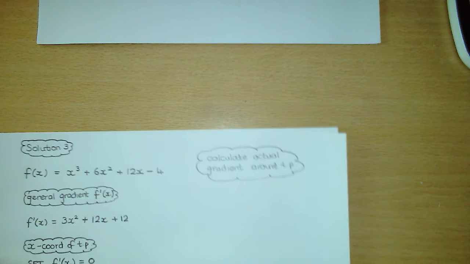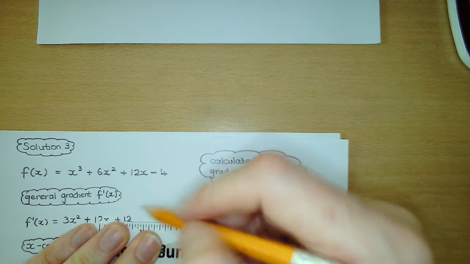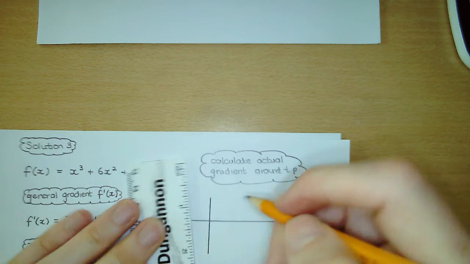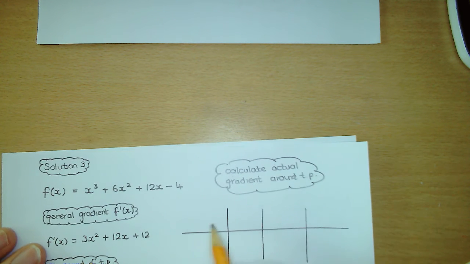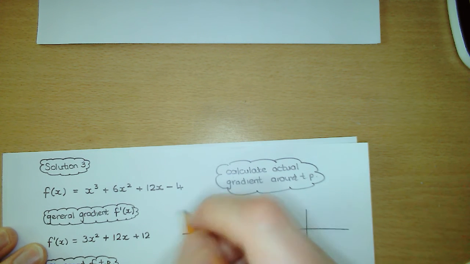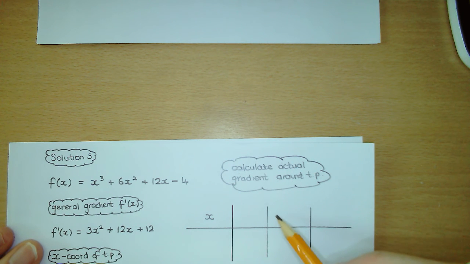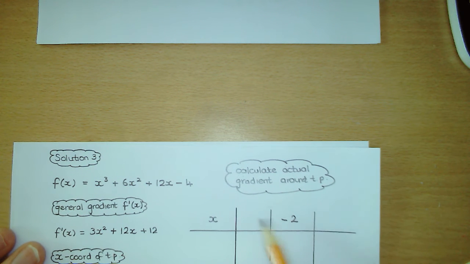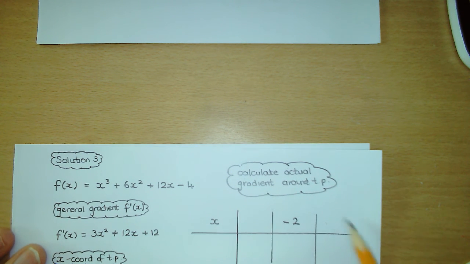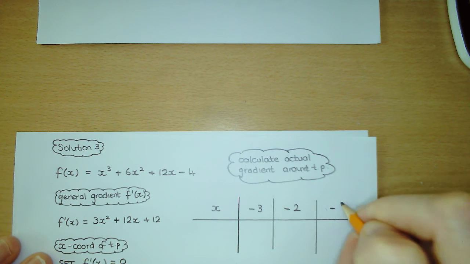So we're going to rule a table with 2 rows and 3 columns. The top row are going to be x values that we're going to investigate either side of the turning point. The x coordinate of the turning point is -2, so we put that in the middle column at the top. We then choose 2 x values either side of the turning point: one to the left of -2 and one to the right of -2. So I'm going to choose -3 and -1.